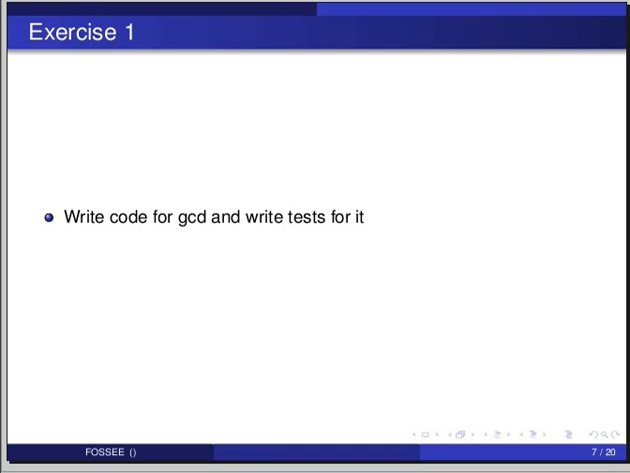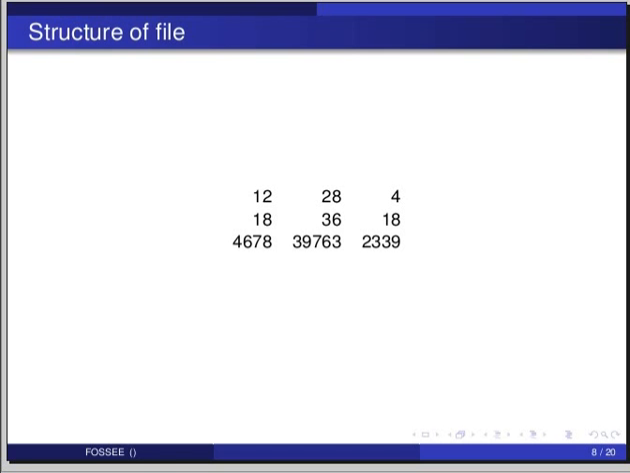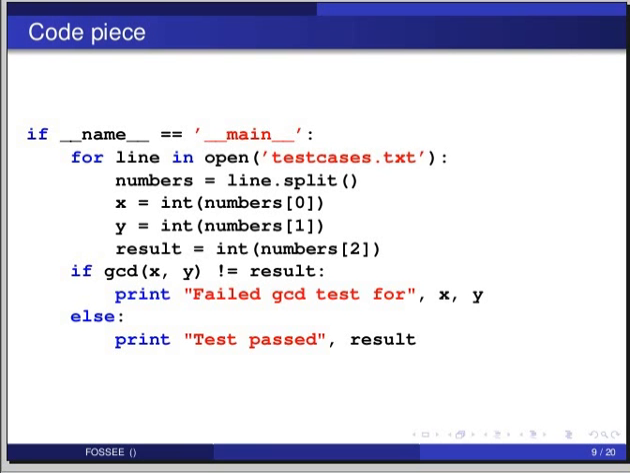First, let's try an automated test on the GCD function. For this, we will write a file with test cases and call the function for all of them. The file structure is shown in the form of a table here. In the file, the two parameters and the output result will be separated by space. We have separated the elements by a space. We add this code piece to automate the test.